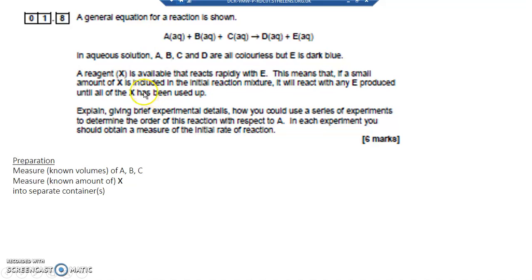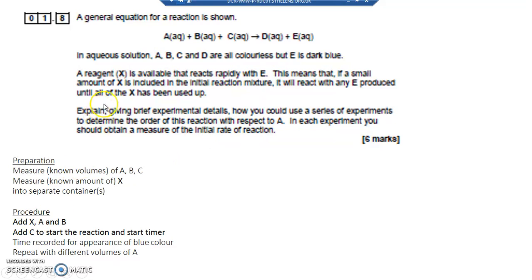Next, we're going to put X into the reaction mixture. It says that you put X in first. A small amount of X is included in the initial reaction mixture, so X will go in first, and then maybe you'll add A and B and start the reaction by adding the third chemical C.